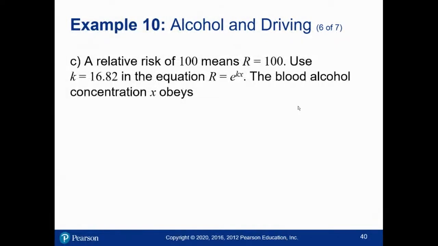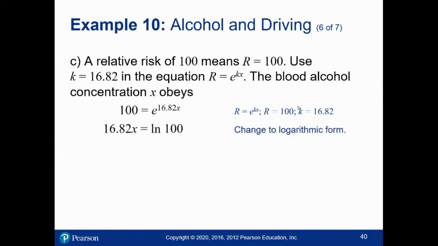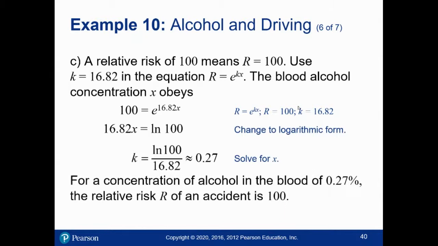Okay. Suppose you want to know what blood alcohol concentration would you have to be 100 times more likely to get into a car accident. We still know k is 16.82. We're not changing that. We're just changing r to be 100. So I let r be 100, I let k be 16.82, but now we need to solve for x, which means we're going to need to convert this exponential into a log. The natural log of 100 divided by 16.82 is about 0.27. So your blood alcohol concentration would have to be about 0.27, which is, I'm pretty sure, in the blacking out territory, if not beyond. That might be fatal.